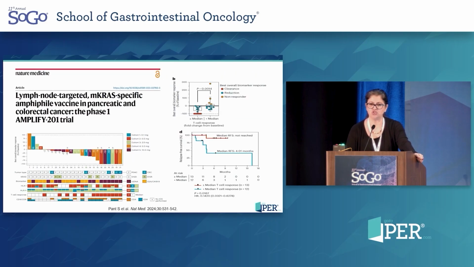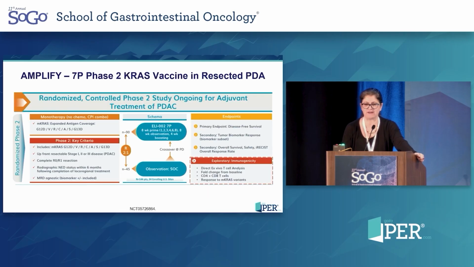Another type of approach is an off-the-shelf KRAS-specific amphiphile vaccine that is supposed to really activate immune cells within proximal lymph nodes for patients with pancreas cancer. Amplify 201 study has shown very promising relapse-free survival for patients with ctDNA positive or positive molecular markers for pancreas and colorectal cancer, and a phase 2 study with this vaccine, this type targeting 7 different KRAS alleles, had been, I think, just completed, Amplify 7P.